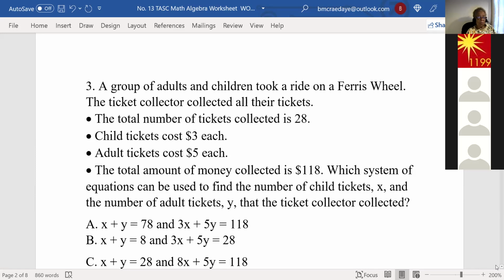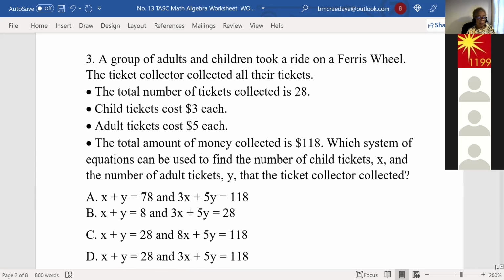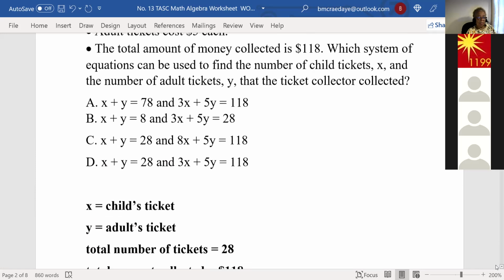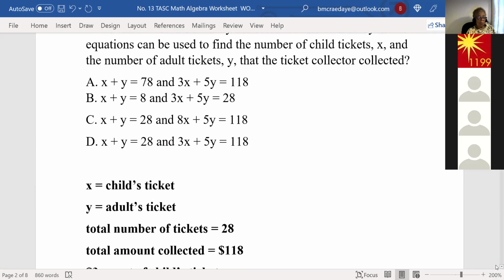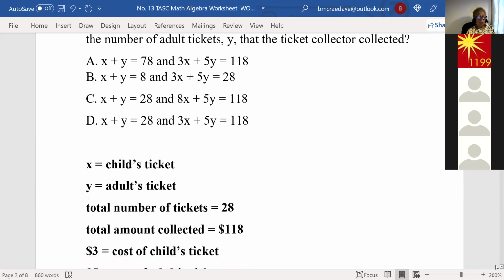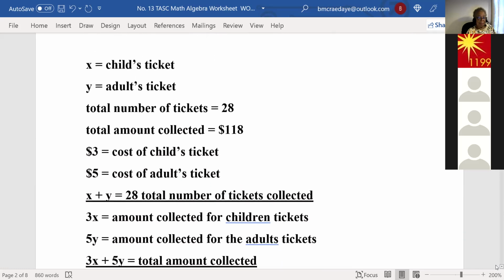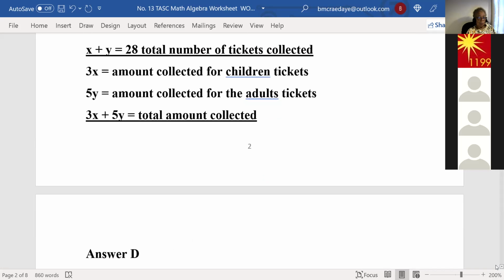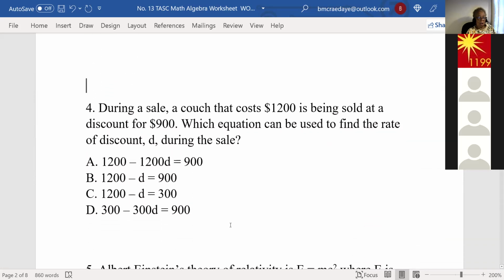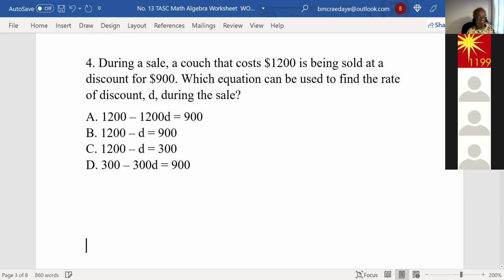Any questions on number 3? No. That was the setup problem. They didn't ask you to find what the tickets cost. I mean, they didn't ask you to find the number of children tickets sold or the number of adult tickets. They want you to set up the equations where you can calculate that. All right. Okay, let's go to number 4. Nessa, how do you think you'd solve number 4?